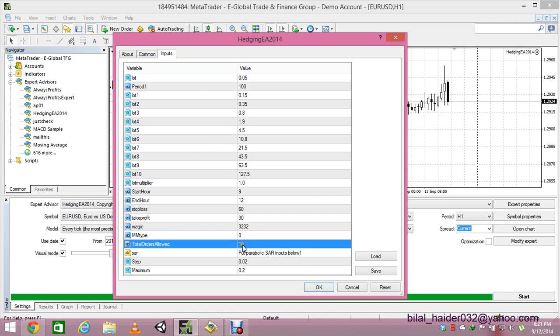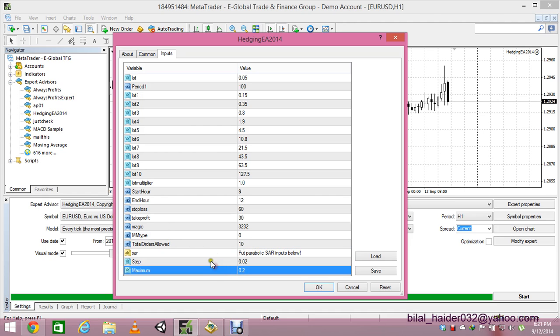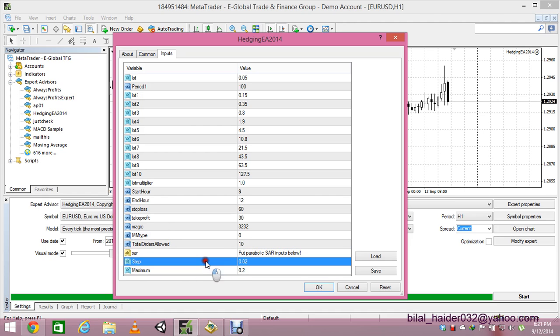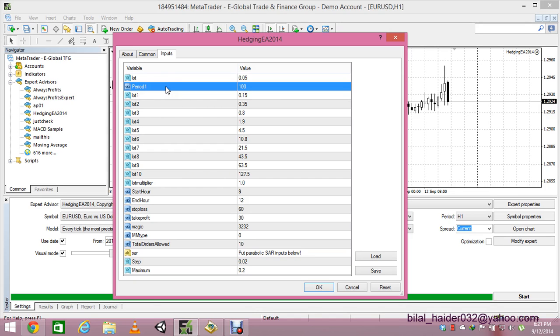Anyways, you can write this number, and these 2 variables are for the parabolic SAR indicator, and this input is for the moving average. This moving average is actually an exponential moving average. You can set its period, but you cannot change whether you are using simple moving average or exponential moving average or some other. So this was pretty much all about the inputs.